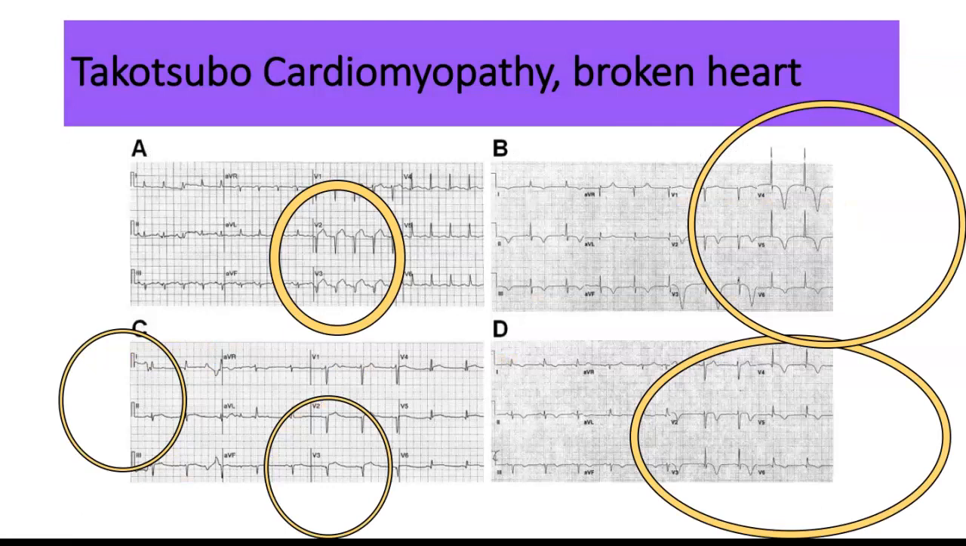Here are several examples of EKG changes associated with Takotsubo's cardiomyopathy or broken heart syndrome, or stress-induced cardiomyopathy. So you'll see ST segment elevations here in the precordial leads. You can see, again, ST segments here in precordial leads. Over here you can see deep inverted T waves consistent with ischemia.